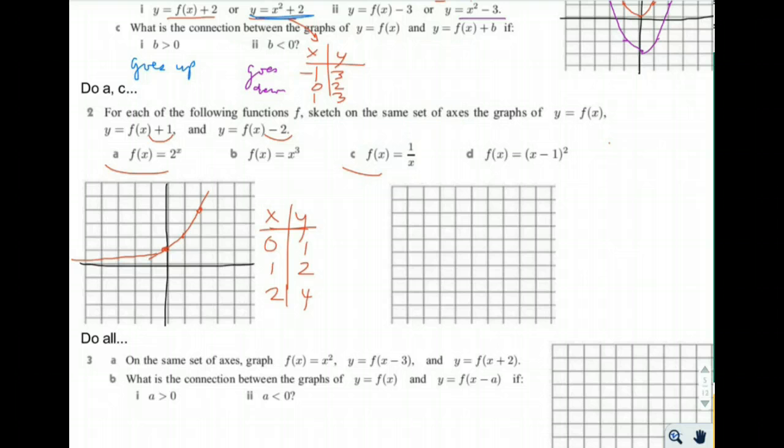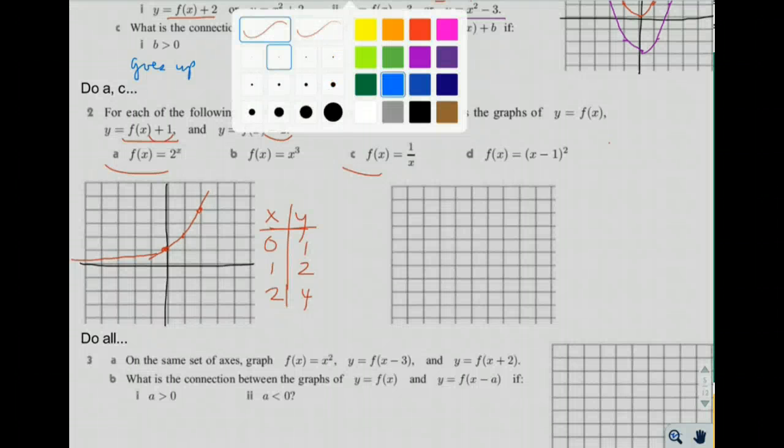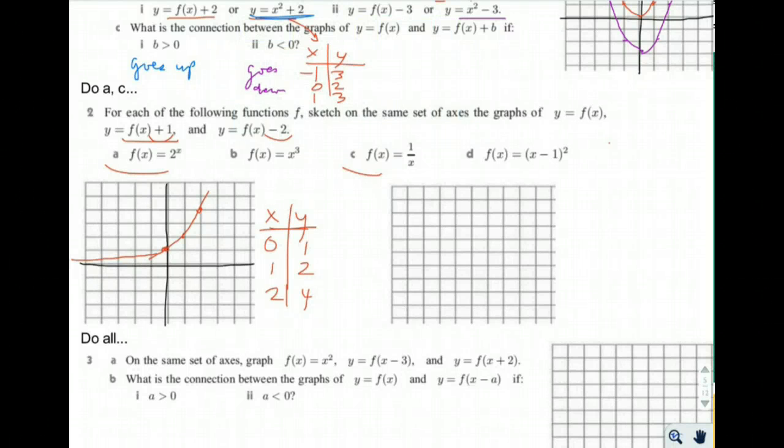And then what if you were going to do f of x plus 1 in this case? Well, then all the y coordinates would be plus 1 to their original values. So you would have something that looked like this, and the asymptote would be y equals 1 instead of y equals 0. Okay, so that would be the f of x plus 1.